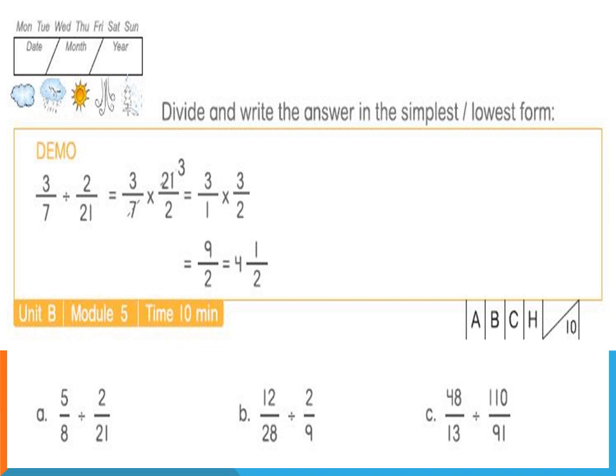So our current expression will become 3 by 7 multiplied by 21 by 2. Here we can cancel out 21 by 7, which will give us 3. And the current expression becomes 3 by 1, because we have already cancelled out 7, multiplied by 3 by 2.